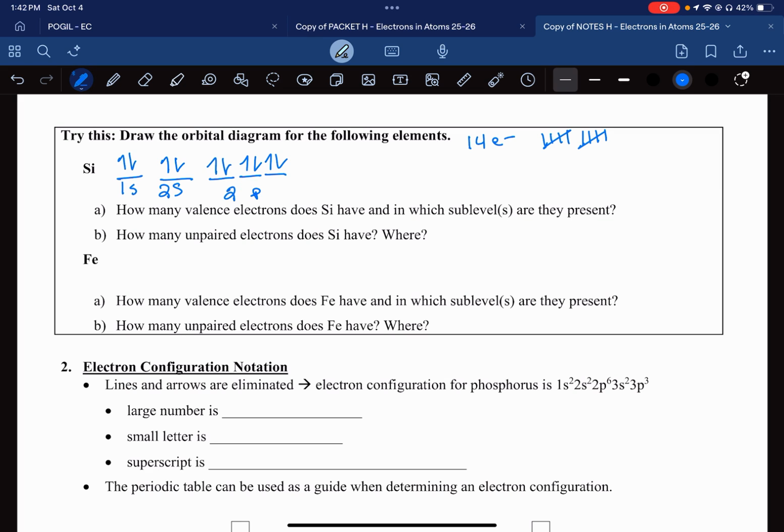All right, now I'm jumping up to my third principal energy level. And I'm always going to have the s. All right, so I'm going to start off with my s. I put my two electrons in there. I've got 12 now. And then I also next have a p.